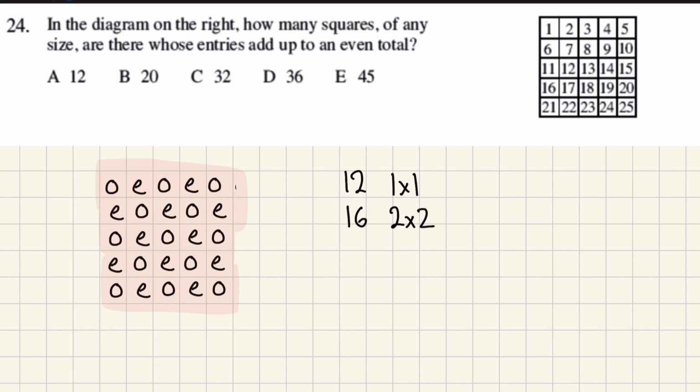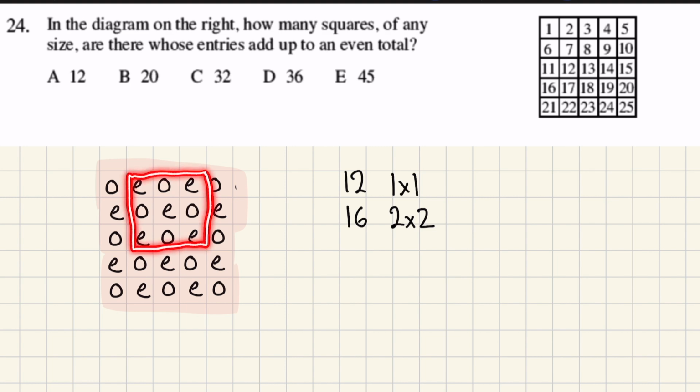Now, let's have a look at a 3 by 3. We can still be a little bit smart here. Let's have a look at this 3 by 3. It has 5 odd numbers because there's one in the middle. So because it's got an odd number of odds and thus an even number of evens, the total has to be odd. So we know that we just can't have a 3 by 3 that's got an odd in the middle. So that makes it very, very easy.